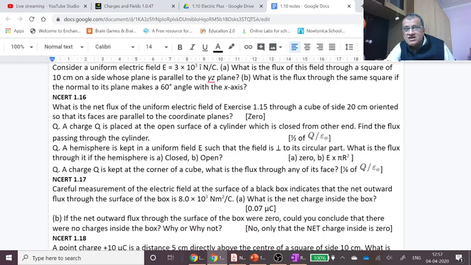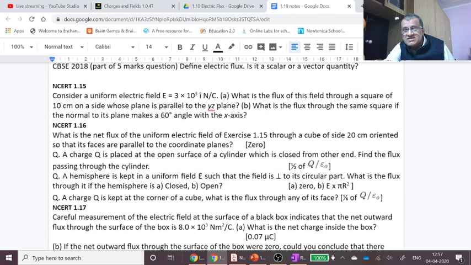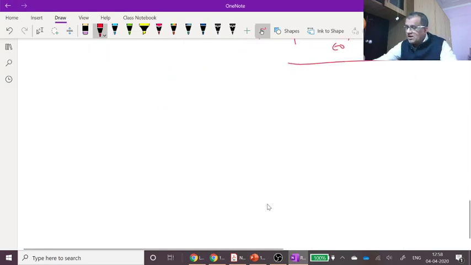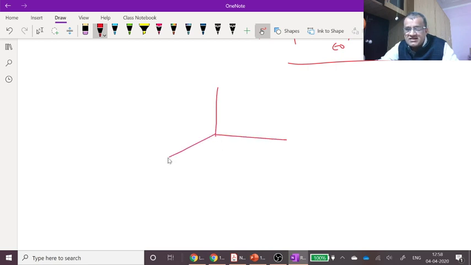NCERT 1.16. What is the net flux of the uniform electric field of exercise 1.15, this one, through a cube of side 20 centimeter oriented so that its faces are parallel to the coordinate planes? What it means is that you have these coordinate planes. There is a cube placed here. Now the electric field was along the x-axis.